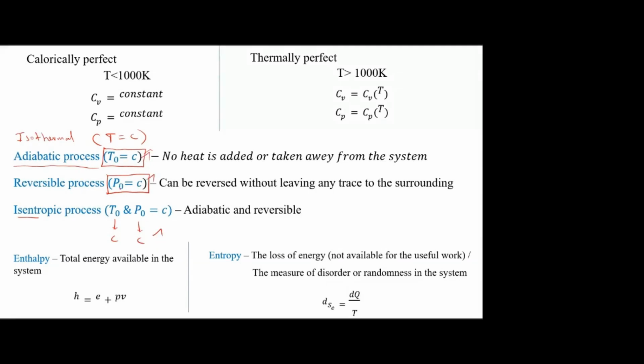And yeah, the enthalpy equation I just told. So enthalpy is the total energy. This is the internal energy, and this is the work done, the pressure energy. And entropy you also studied: ds equals dQ by T, change in heat by the original temperature. This entropy is the loss of energy. So enthalpy is the total energy, and entropy is the loss of energy which is not available for useful work. But you might have studied the definition: measure of disorder or randomness in the system. It's simply a loss of energy.